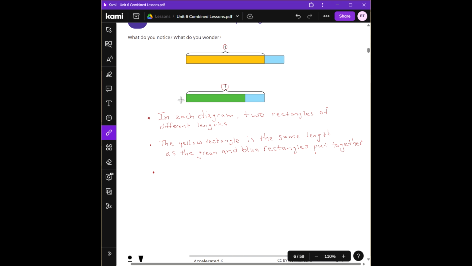Another thing we could say is, let's see, the green rectangle looks like it is 3 times as long as the blue one. There's a whole bunch, but those are just some things that we could look at.